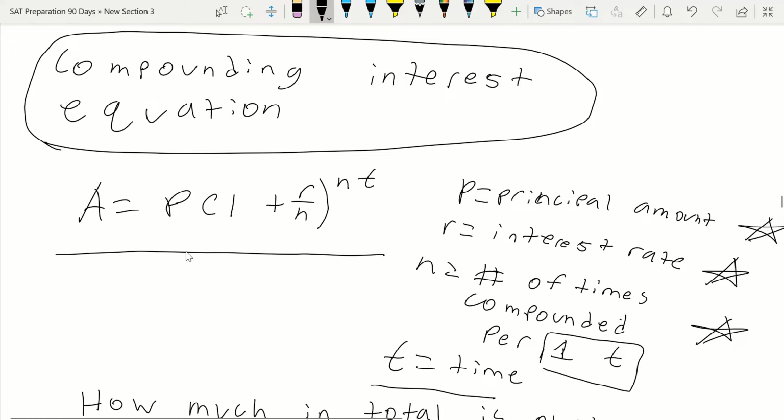So next we have compounding interest. So compounding interest, that's going to be our amount is going to equal, once again, our principal amount or our starting amount, the amount of our loan, times the quantity 1 plus r, where r is our interest rate, divided by n, being the number of times compounded per 1 unit t.